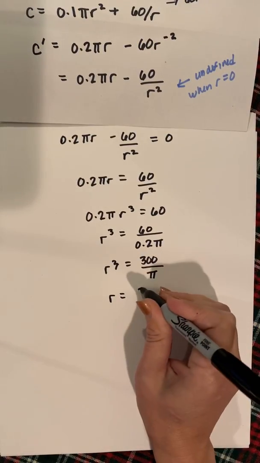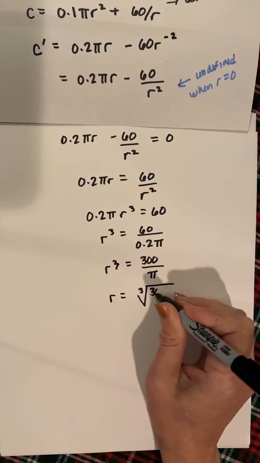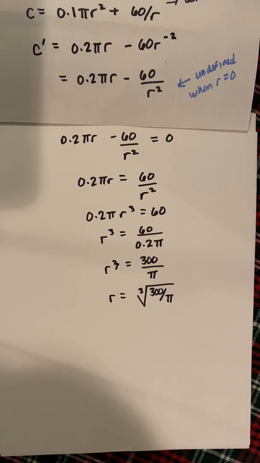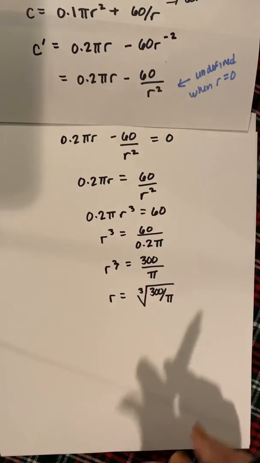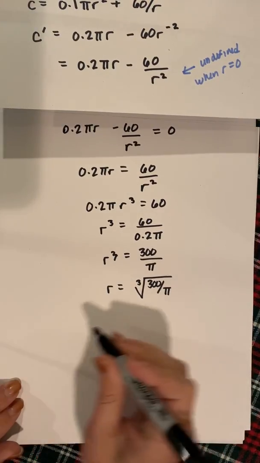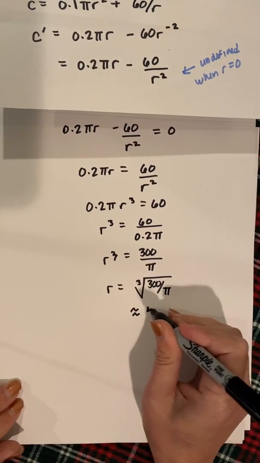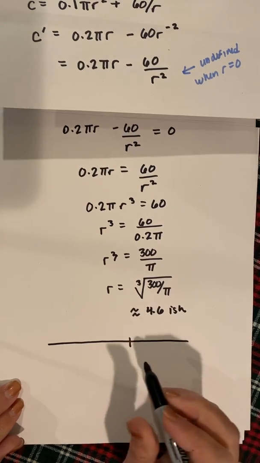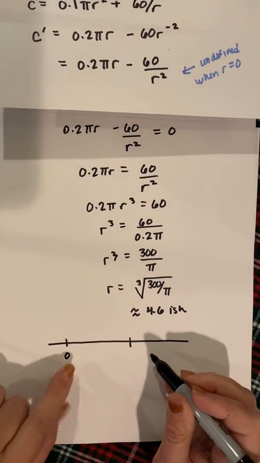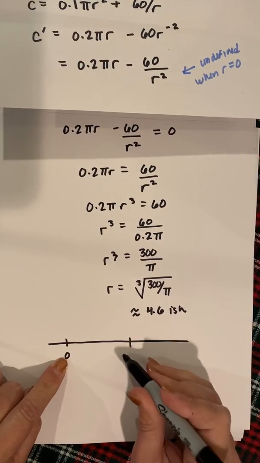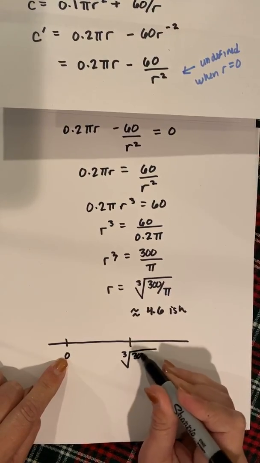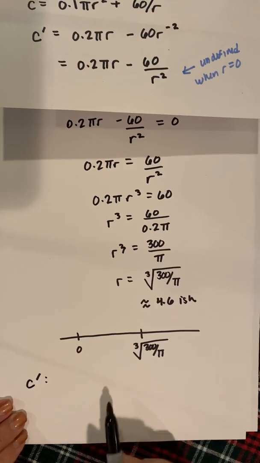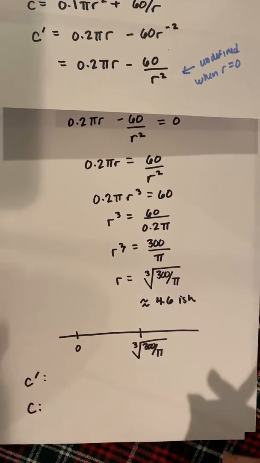So to solve for r, we're going to cube root both sides. So the radius that's going to produce a can with the minimum cost is the cube root of 300 over pi. Not a nice number, but it is a number. If we pop this in our calculator, that's about 4.6-ish. Right, so we're going to put this on a number line and we're going to confirm. 0 is also a critical number, but we know that 0 doesn't make sense in this problem, but I'll put it on the number line anyway. So 300 over pi, and let's check the derivative of the cost to the left and the right of this 4.6-ish number and see how the cost behaves.